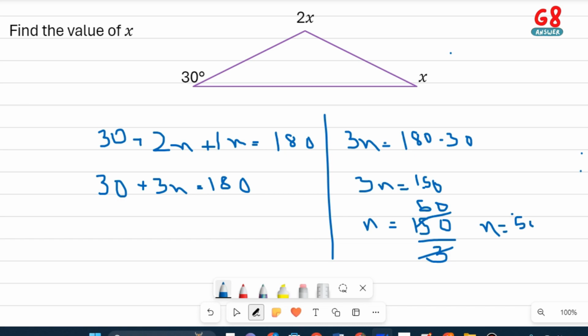Now we have to put the value of x here and here. So here x equals 50, so this angle is 50, and 2x means 2 multiplied by 50, which will be 100. Now when we add these angles, we will get the sum of 180, because 30 plus 100 equals 130, and 130 plus 50 will be 180. So I hope you understood this question.